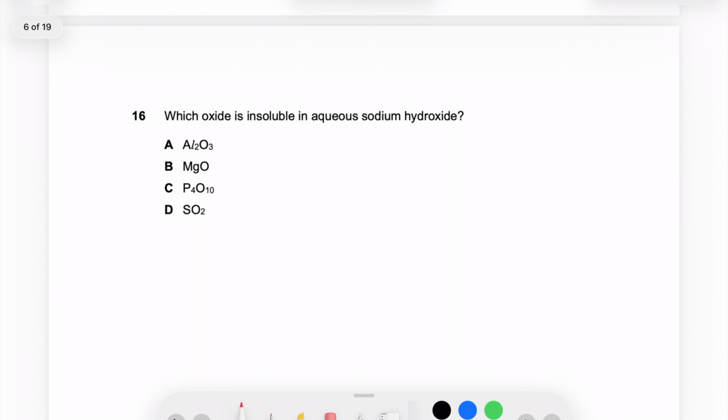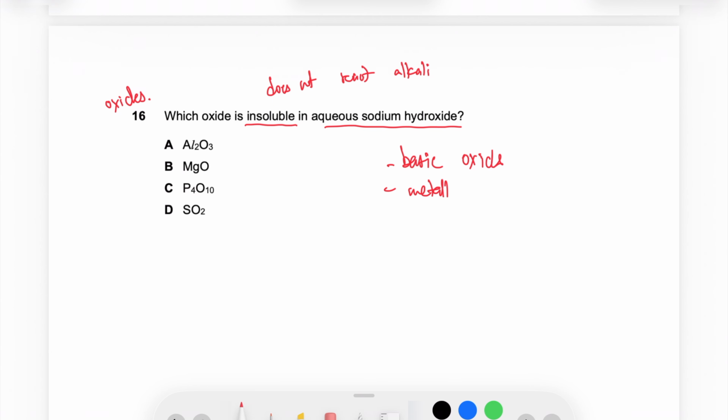Moving on, question 16. Which oxide is insoluble in aqueous sodium hydroxide? This is under your oxides family. Insoluble means it does not react with alkali. So you're looking for basic oxides, which are metallic oxides. You cannot choose amphoteric. Aluminium is a metal but it's amphoteric, so it's wrong. This is a basic oxide, this is acidic. So the answer will be B.